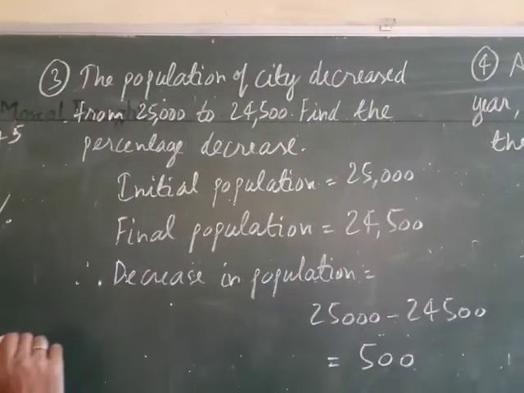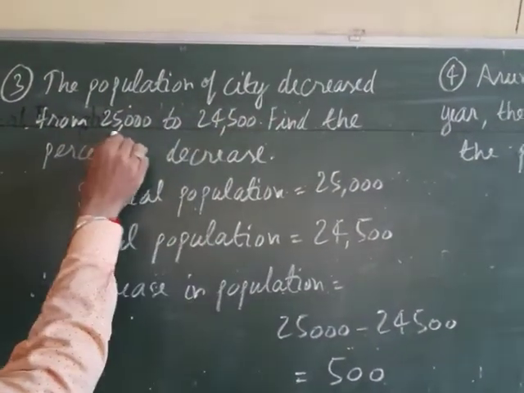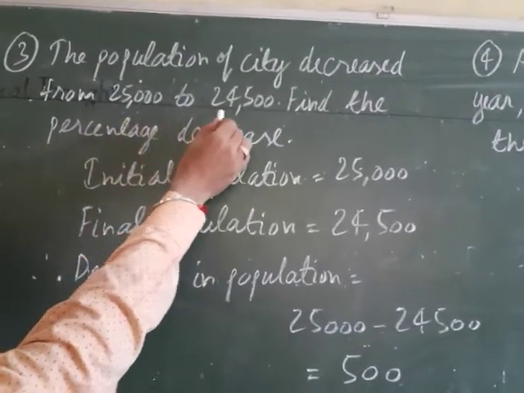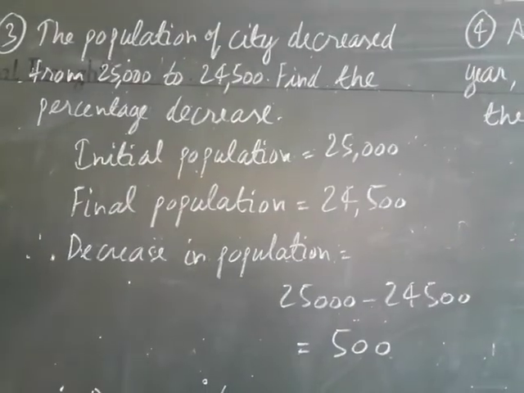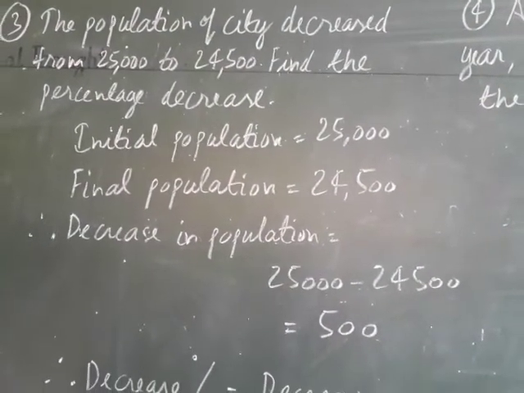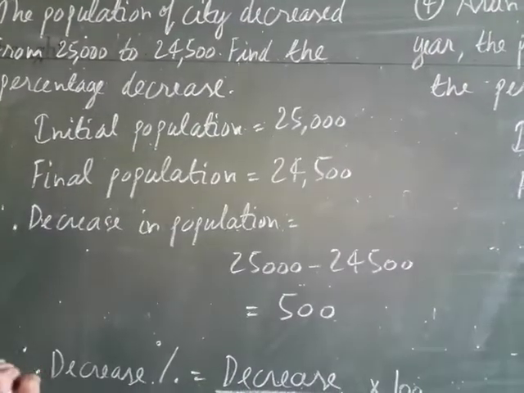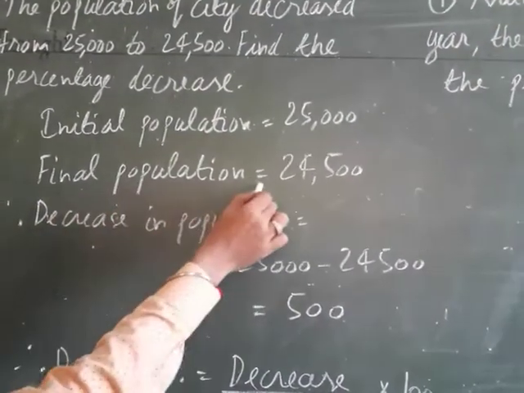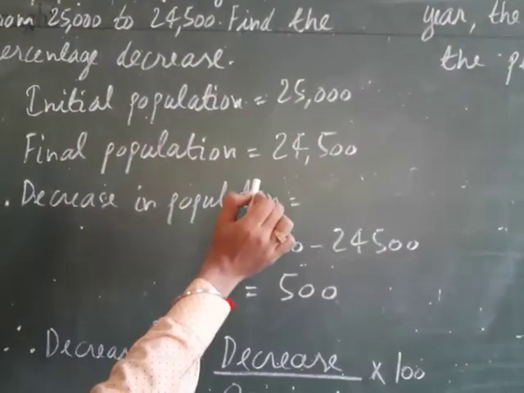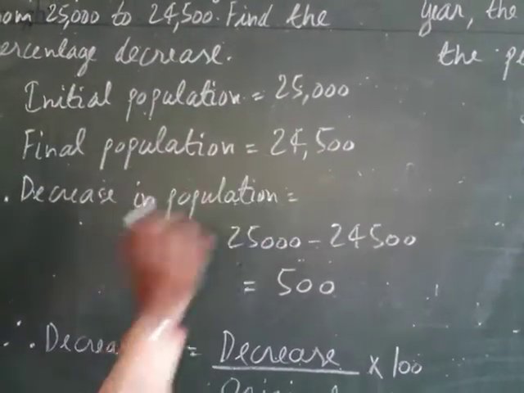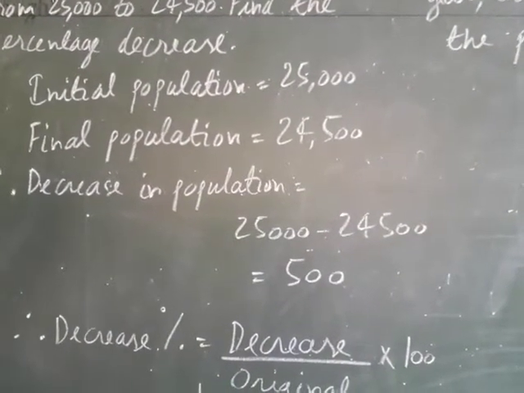This is also a word problem, so read it properly. The population of city decreased from 25,000 to 24,500. Find the percentage decrease. In this what is given? That there was one city, in that population, initial population was 25,000, then final population was 24,500. That means earlier population was 25,000, now it is 24,500. So you can see there is decrease in population. So you have to find decrease percent.